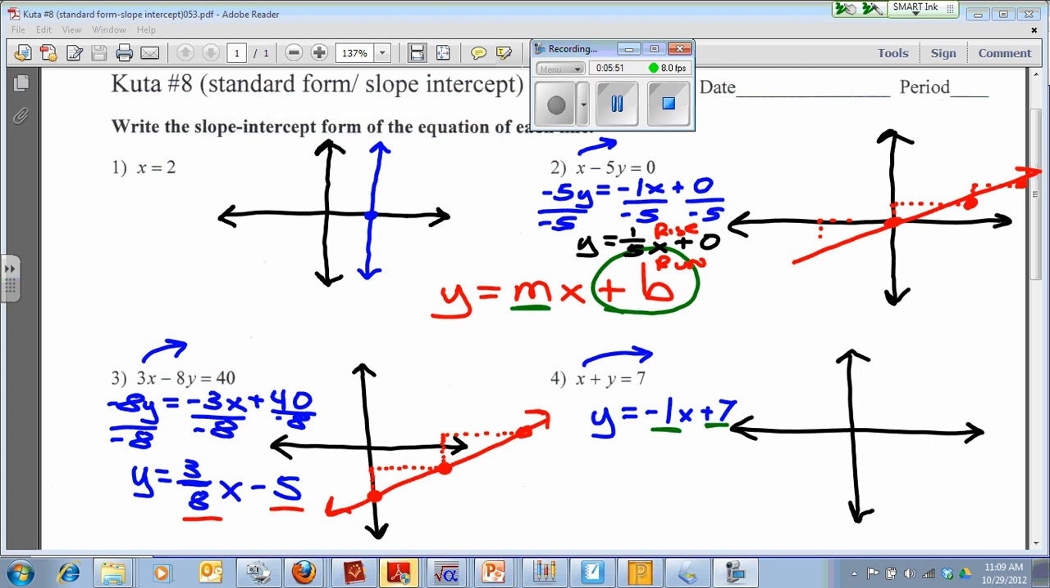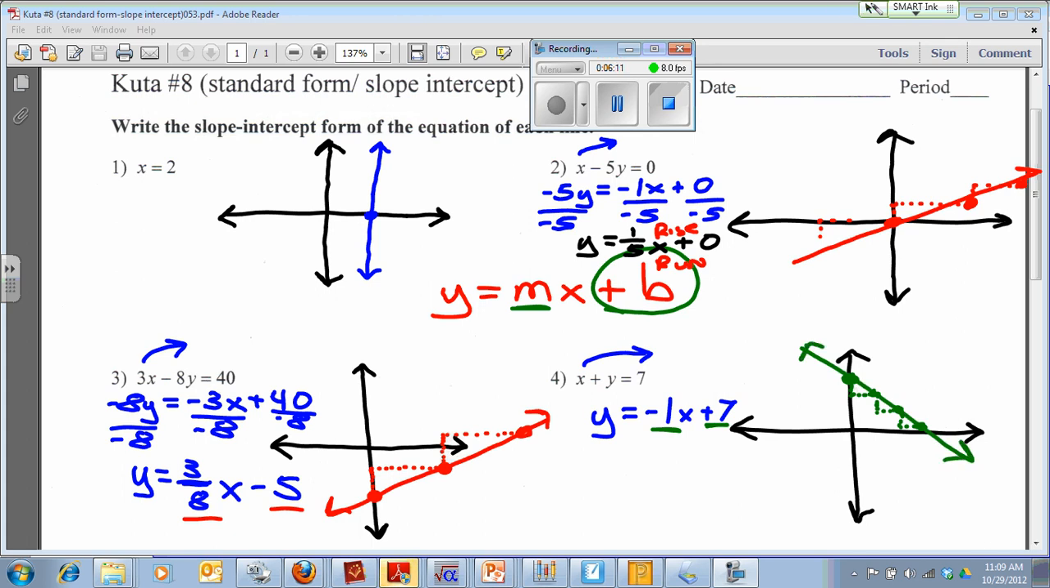And if I wanted to graph that, let's just say that this is a positive 7 for my y-intercept. And I want to do a negative 1 slope, so that means I'm going to go down 1, over 1, down 1, over 1. I could keep doing that to graph it very quickly, or put it in the graphing calculator.